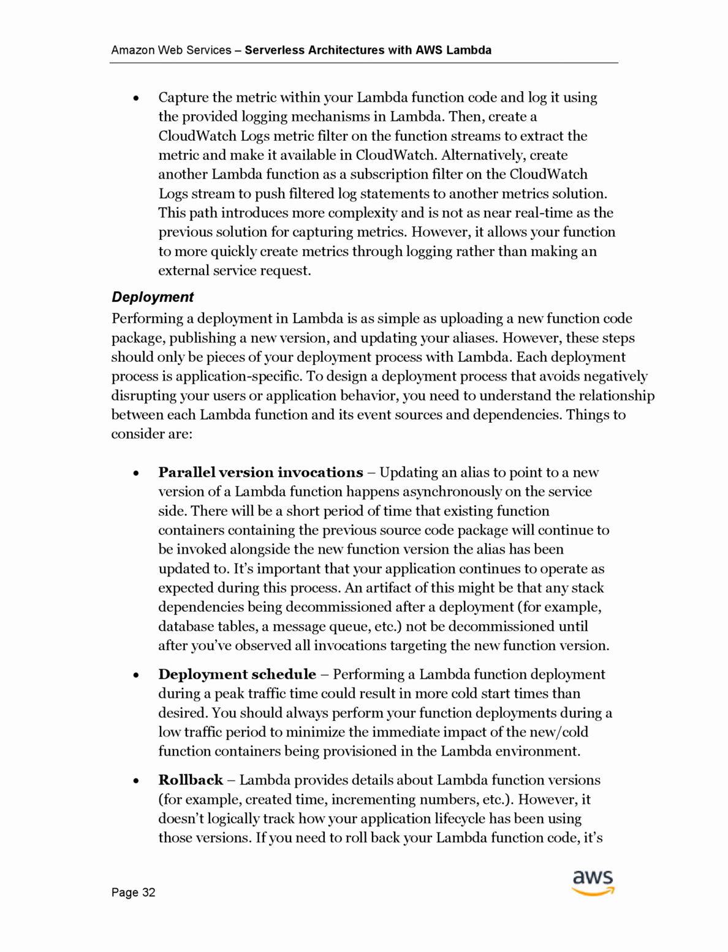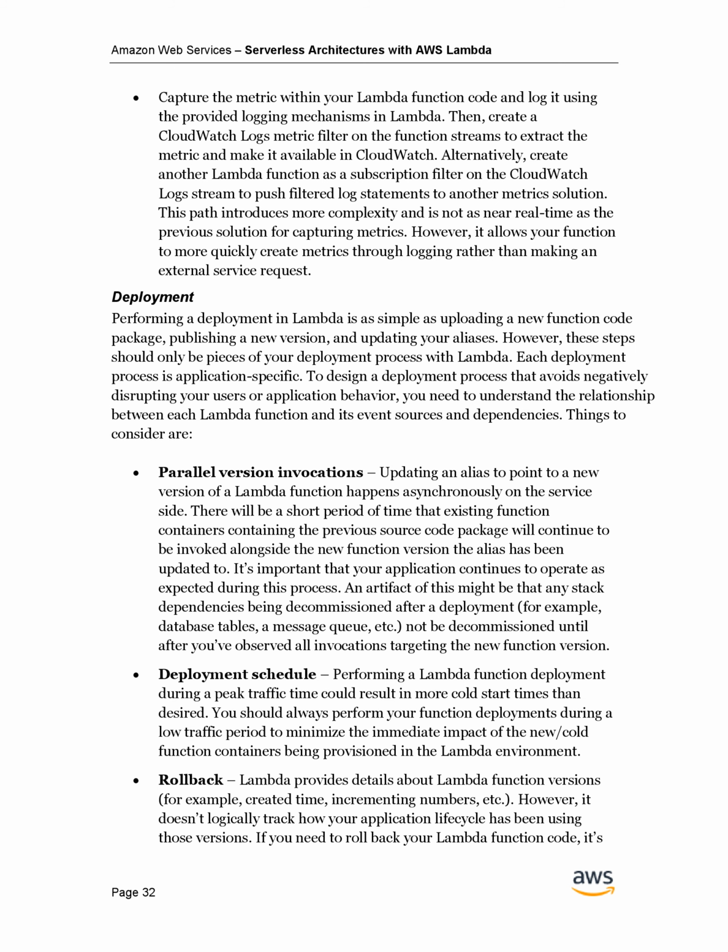Things to consider are parallel version invocations. Updating an alias to point to a new version of a Lambda function happens asynchronously on the service side. There will be a short period of time that existing function containers containing the previous source code package will continue to be invoked alongside the new function version the alias has been updated to. It's important that your application continues to operate as expected during this process. An artifact of this might be that any stack dependencies being decommissioned after a deployment, for example, database tables, a message queue, etc. not be decommissioned until after you've observed all invocations targeting the new function version.